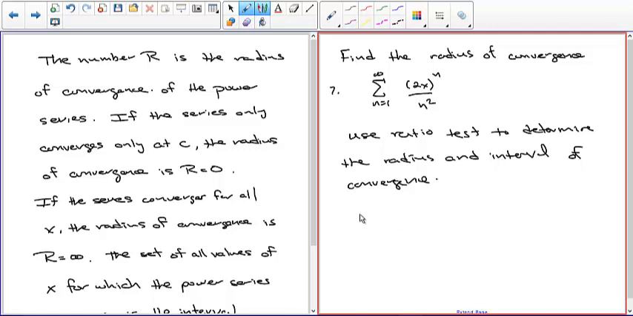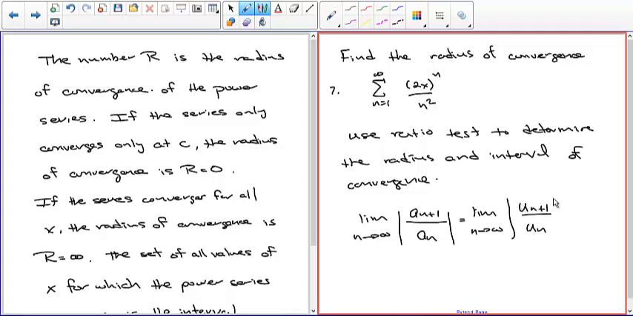Okay, so the ratio test says take the limit as n goes to infinity of the absolute value of a sub n plus 1 over a sub n. In this case, we actually don't use a sub n because that would be just the part that doesn't involve x. We call it u. So it's going to be u sub n plus 1 over u sub n, where that includes all the terms in this part.